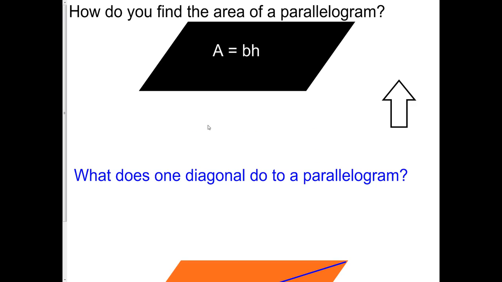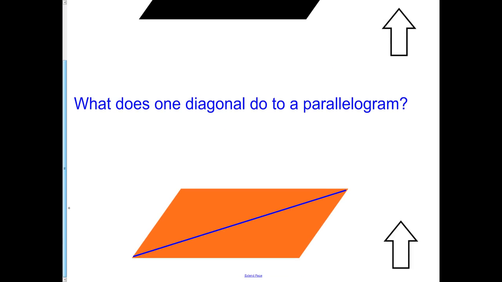First off, the area of a parallelogram is area equals base times height. Base times height for the area of a parallelogram. Now if we look at where that comes from, if we look at the diagonal, what does the diagonal do to a parallelogram? Here we have a diagonal drawn in the orange parallelogram. Well, actually that cuts it into two triangles.